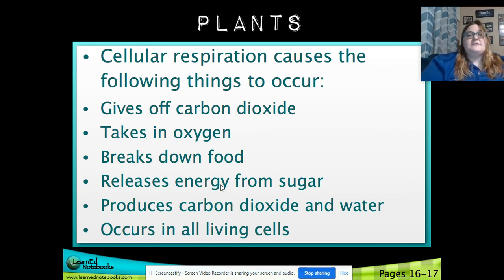It's taking in the oxygen. It's breaking down our food. It releases energy from the sugar because remember, it's just sugar. Once it goes through this process, it gives us the energy for me to move like this and talk like this. It produces carbon dioxide and water. Okay, but you're like, oh wait, no, it produces water. That's why you have to go to the bathroom. Okay, and it occurs in all living cells. Okay, so those are main things we need to know. Again, knowing the difference between cellular respiration, photosynthesis, and the parts of a flower.